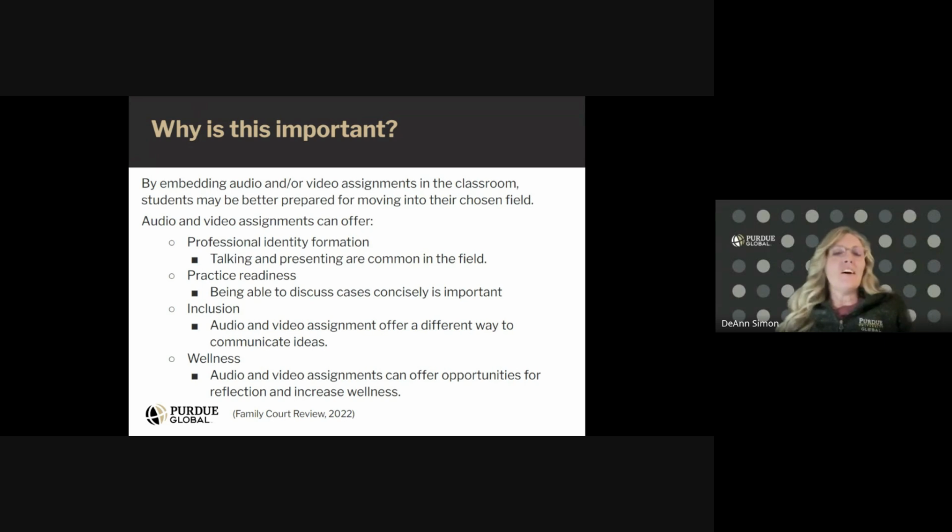But I'm going to be talking about why this is important. So why do we do this? One of the things that we have seen is that by embedding audio or video discussions and assignments in the classroom, students may be better prepared for moving into their chosen field. And I know, Ray, you said psychology, so this will definitely apply to psychology as well.